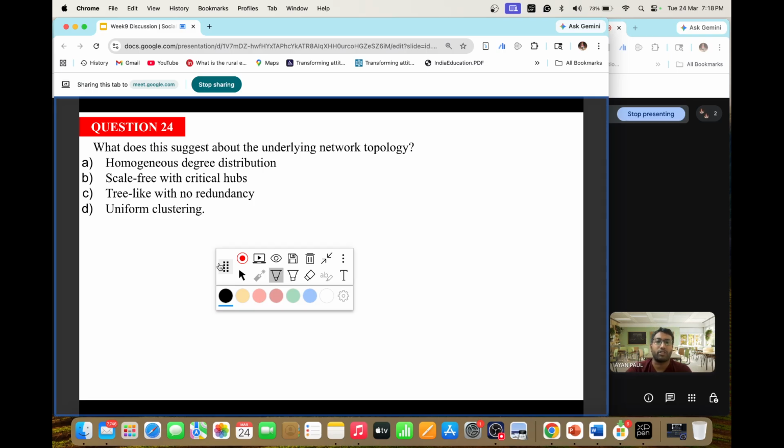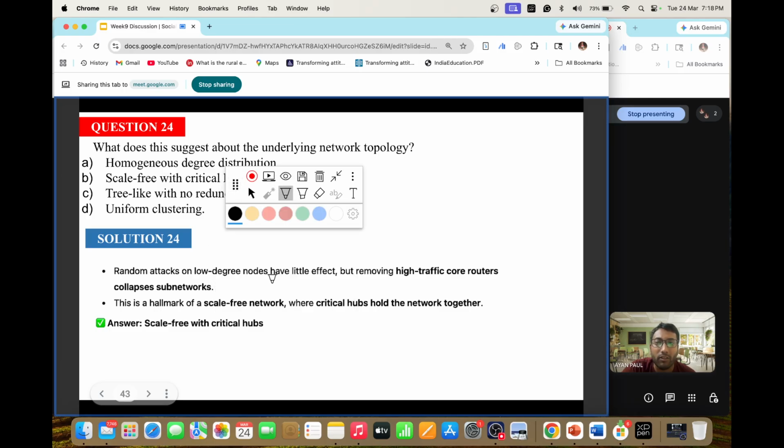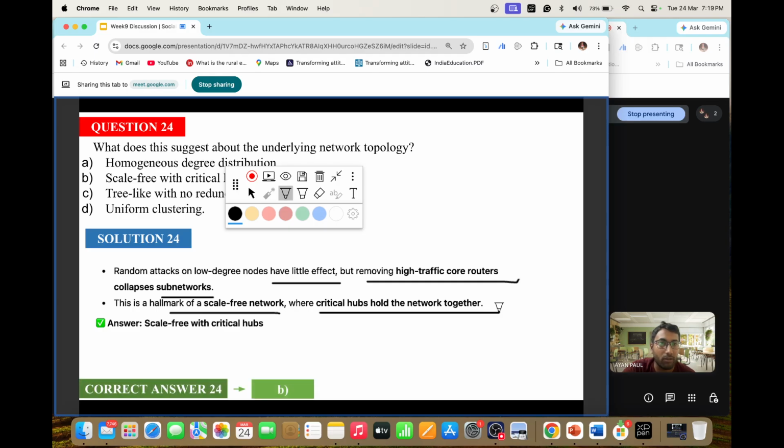So let's start with the question to gain more insights. What does this suggest about the underlying network topology? Homogeneous degree distribution, scale-free with critical hubs, tree-like with no redundancy, or option D, clustering. So option B is the correct answer because power law will be followed, and it is a scale free with critical hubs. So random attacks on low degree nodes have little effect, but removing high traffic core routers collapses the sub networks. This is a hallmark of the scale free network where critical hubs hold the network together. So option B is the correct answer for your question number 24.